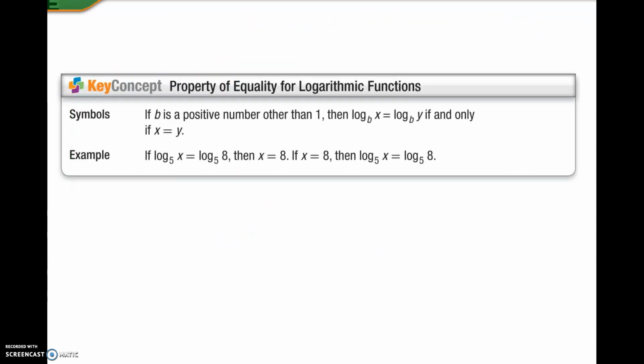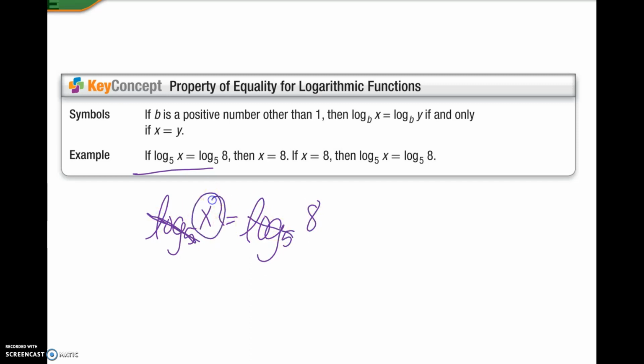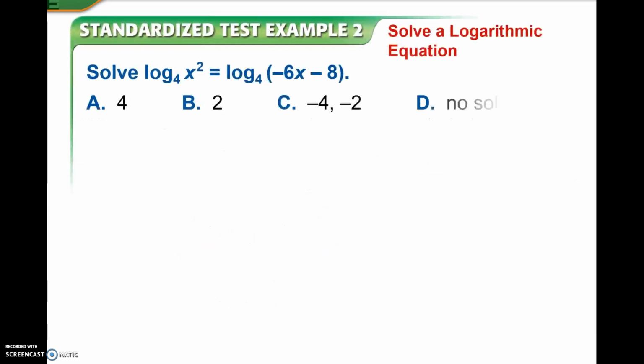All right, here's the first property we're going to talk about. If I have log with the same base on both sides, so we see that right here, if the bases of the logs are equal, then what it's a log of is also equal, so then x equals 8. So here, since log base 4 and log base 4 are equal, then x squared equals negative 6x minus 8. And then we're going to use the different things we've learned on how to solve that.